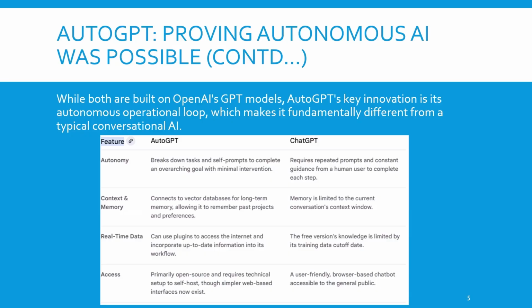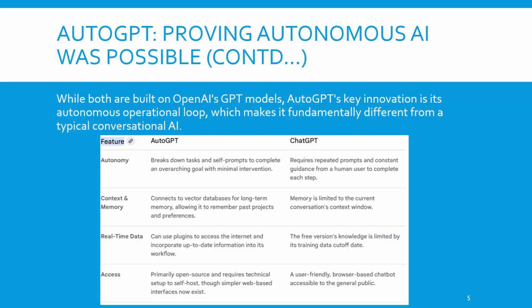Now let's discuss some of the features and a comparison between AutoGPT and ChatGPT. Both AutoGPT and ChatGPT are OpenAI's frameworks. With respect to the level of autonomy, AutoGPT breaks down tasks and self-prompts to complete an overarching goal with minimum intervention from the user, while ChatGPT requires repeated human prompting and constant guidance.